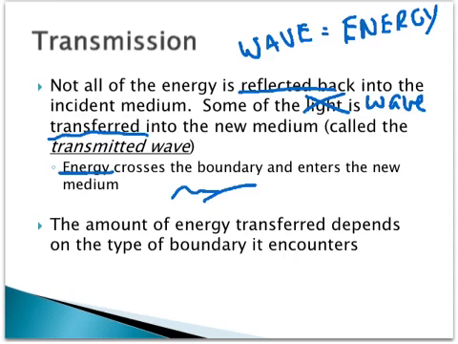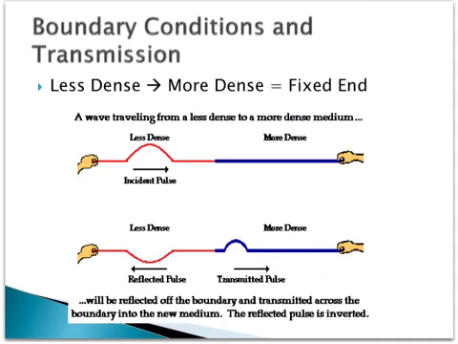And just like with the reflected wave, the amount of energy that's transmitted into the medium is going to rely on the type of boundary. That means, are we hitting a more dense or a less dense boundary? It's going to depend on that. When we're looking at transmission from a less dense to a more dense boundary, again, we said that's like hitting a fixed end. Let's say we have an incident pulse that is a crest going to hit this boundary from less dense to more dense.